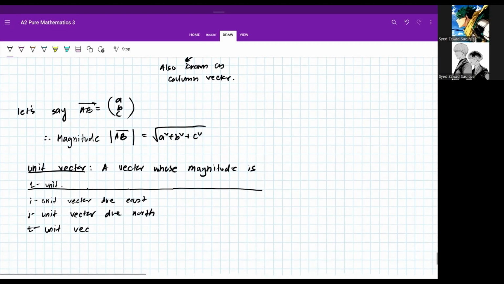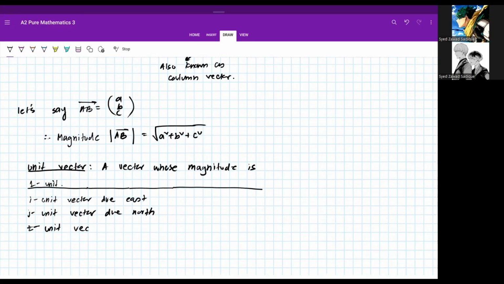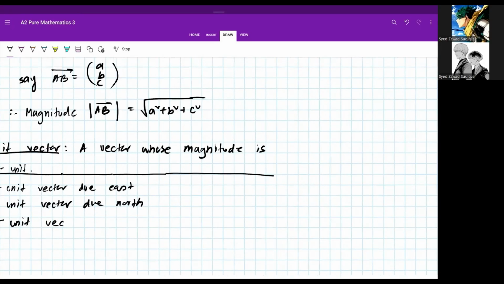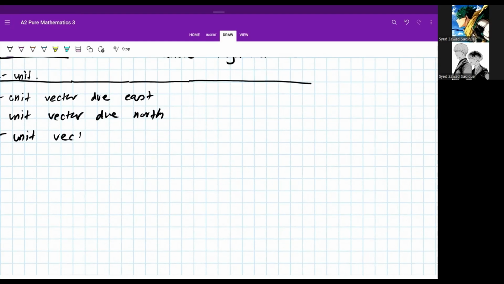A unit vector is a vector whose magnitude is 1 unit. i is the unit vector due east, j is the unit vector due north, and k is the unit vector due up.